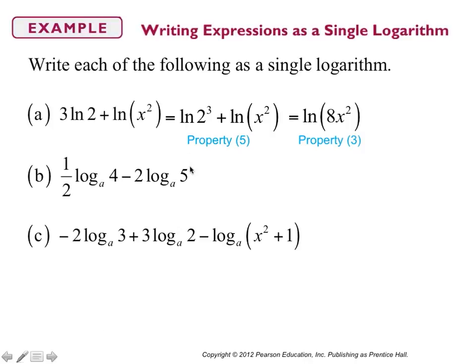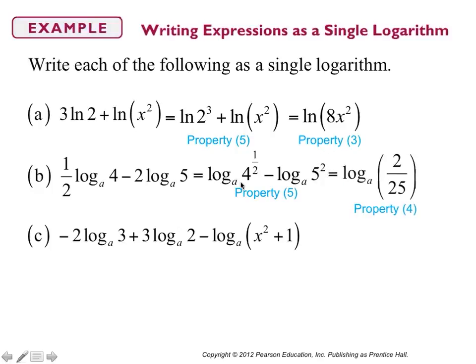All right, this one down here, we want to rewrite anything that's out front as a power. So this 1/2 becomes a power, this 2 becomes a power. And then we should notice that 4 to the 1/2 power is just 2, and 5 squared is just 25. So we have log base a of 2 minus log base a of 25. And then you should notice that these two things are subtracted, which turns into division. So we have log base a of 2 over 25.